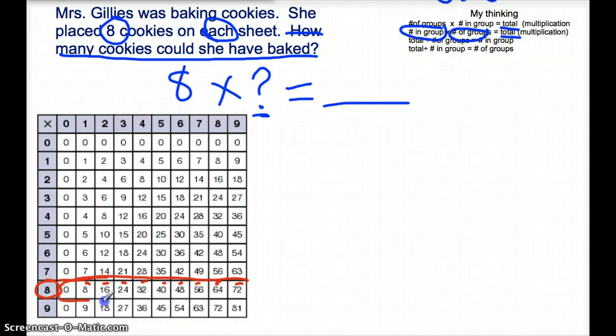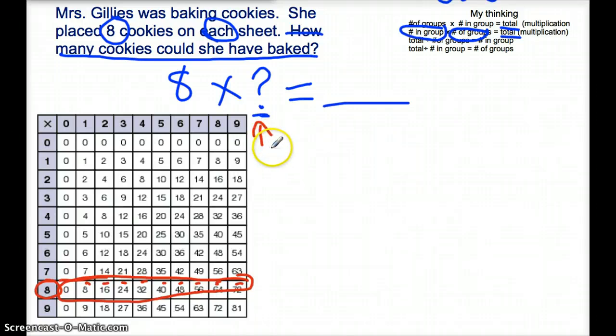So these are my possible answers. I could have baked 0 cookies. I could have baked 8 cookies. I could have baked 16 cookies. I could have baked 24 cookies. I could have baked any of these numbers depending on how many sheets that I use.